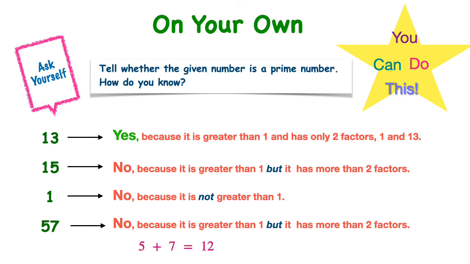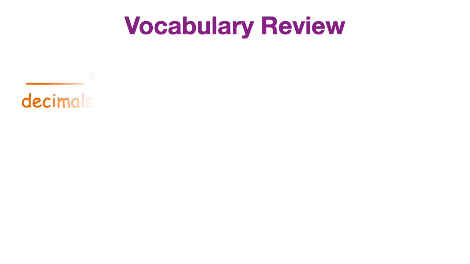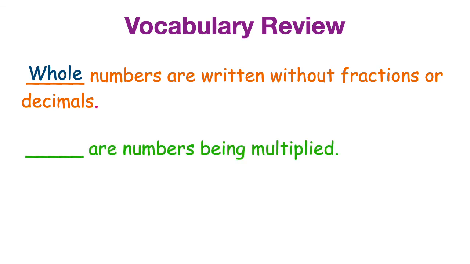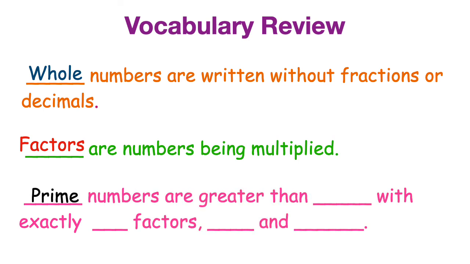All right, let's wrap this up with a vocabulary review. Do you remember what kinds of numbers are written without fractions or decimals? Yep, you're right. Those would be whole numbers. Whole numbers are written without fractions or decimals. What kinds of numbers are being multiplied? You got it. That would be factors. Factors are numbers that are being multiplied. And let's review the vocabulary definition for prime numbers. Remember, prime numbers are greater than 1 with exactly 2 factors, 1 and itself.